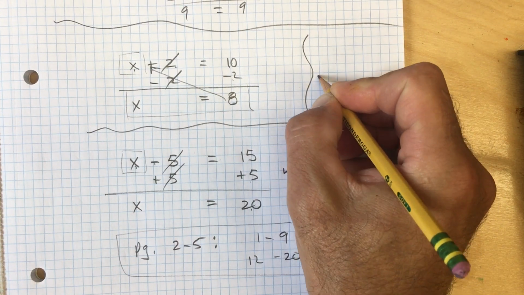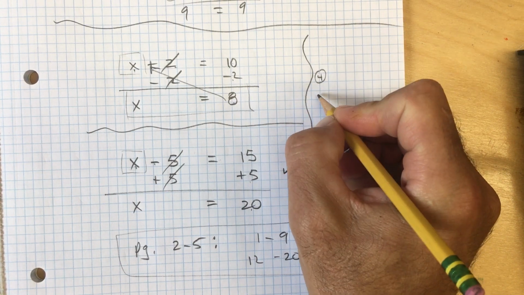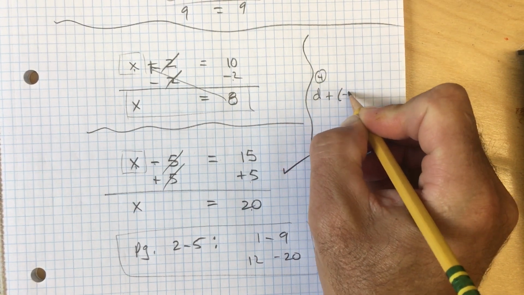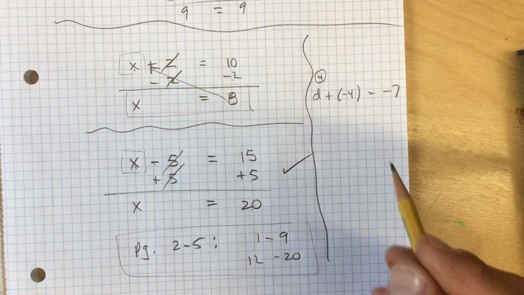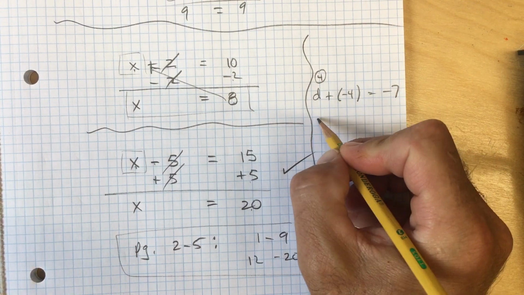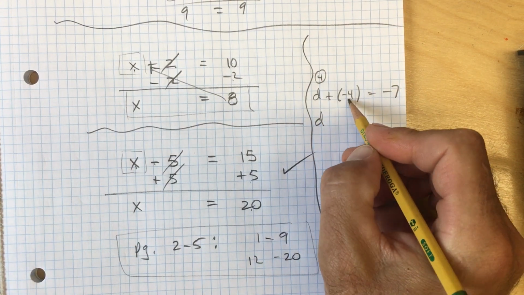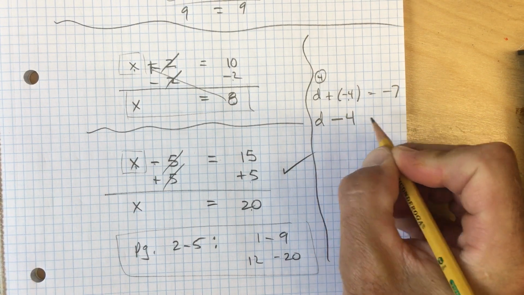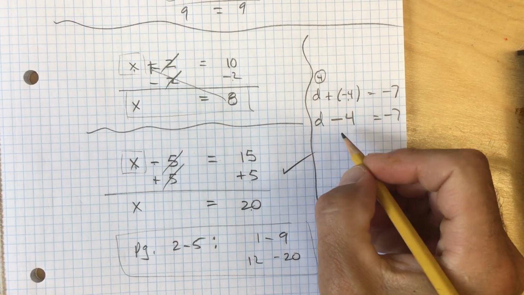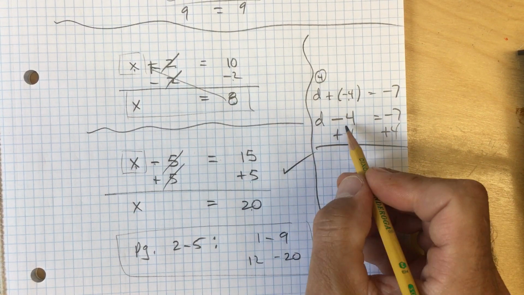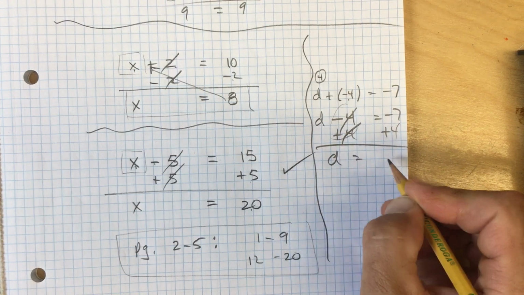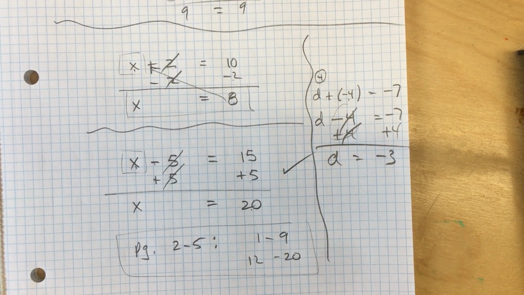Let's do number 4. It is d plus a negative 4 equals negative 7. Okay, well, we got two signs here. What is this really saying? What's plus a negative? It's the same as minus 4. And then once you do that, you can do the opposite operation and get the right answer. I think that's going to be about as tricky as it gets.